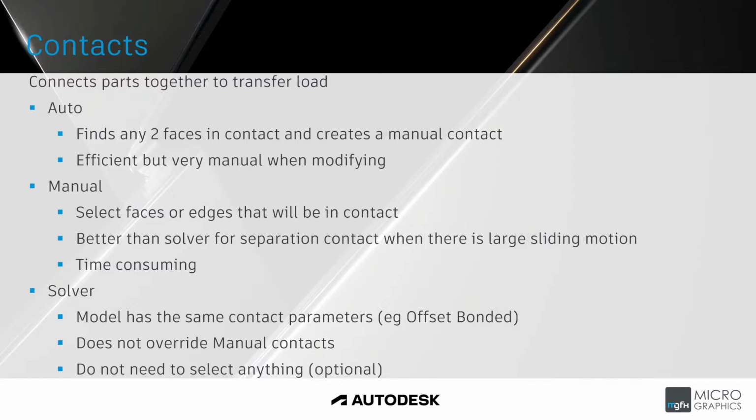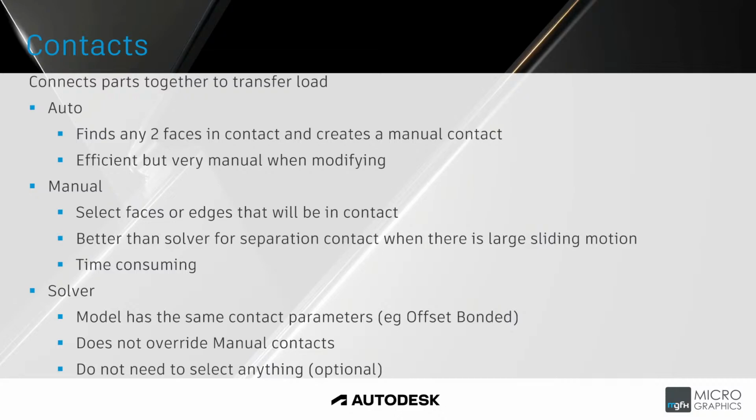There are 3 different types of contacts. First is auto, which finds any 2 faces that are in contact with each other and creates a manual contact. It is efficient, but what you probably will have to do later is go through every single one of them and modify them manually, because it doesn't know what contact to put in. Is it bonded? Does it slide up against it? Does it separate? Normally everything will just be bonded, and then you'll have to analyze every single contact until you find that it will separate or slide against each other.